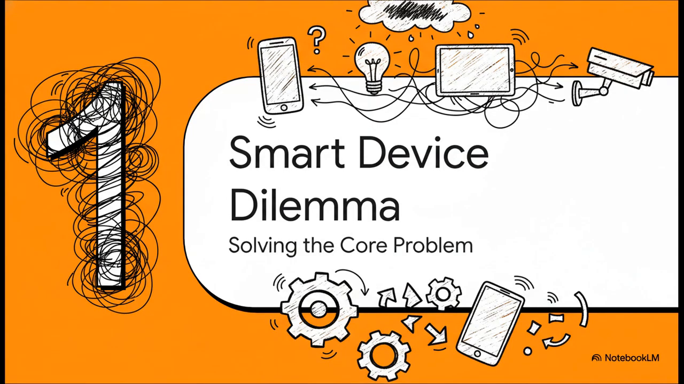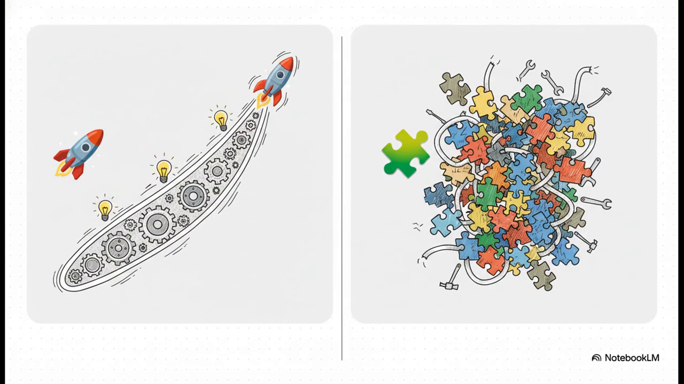Okay, so to really get why this whole factory idea is such a big deal, we've got to look at the problem it's trying to solve. Let's call it the smart device dilemma. The whole promise of the Internet of Things was this amazing world of seamless gadgets and quick innovation, but the reality for engineers has been a total mess. A chaotic world of different tools that don't talk to each other, super complex hardware and software problems, and just a crazy high barrier for anyone who has a cool new idea.